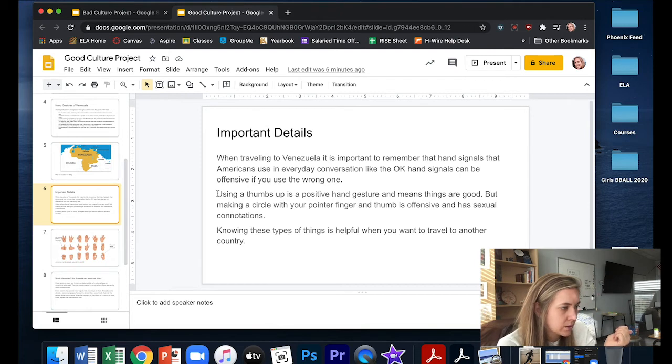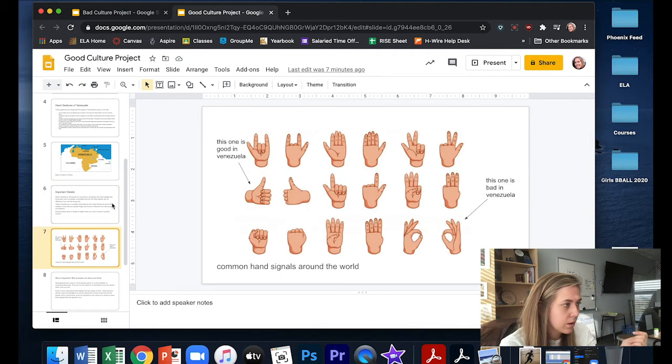And in fact, using the thumbs up is a good hand signal, and using the OK symbol, where you make a circle shape with your thumb and pointer finger, is actually super rude. And so my important detail slide is just talking about that, that's important to know. This is an important detail, that not all hand signals are universal. And then in the good project, I put a picture of common hand signals and pointing out the good one and the bad one.